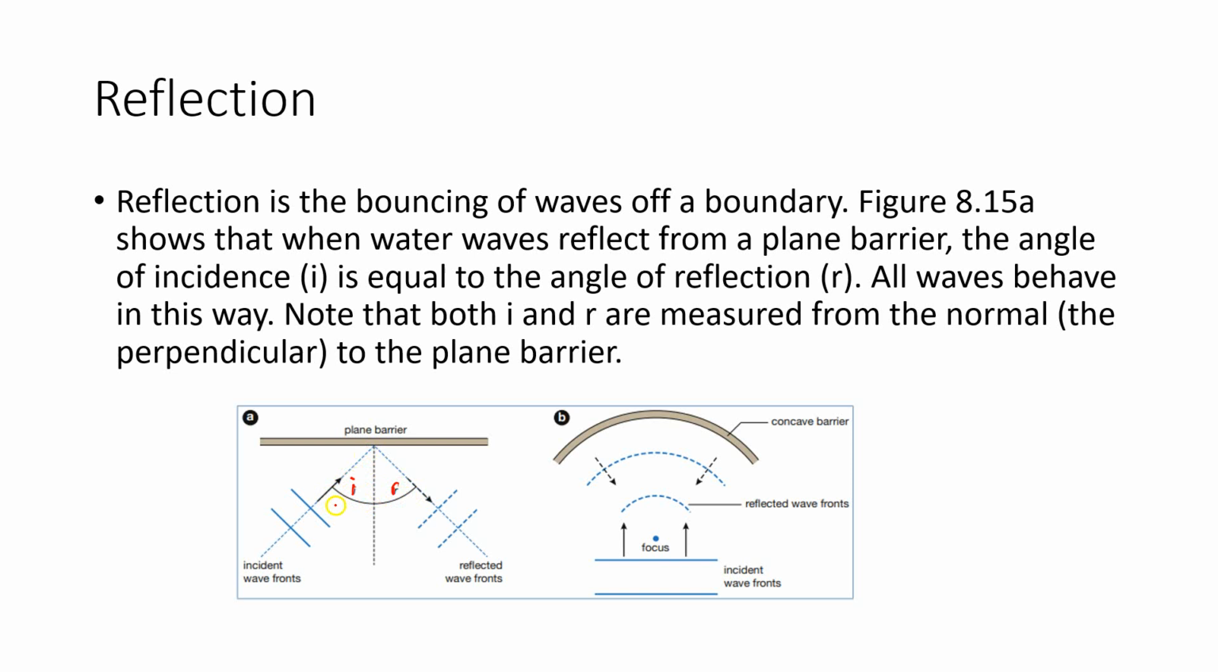Now remember, when a light ray is going towards a boundary, it's going to be at an angle to the normal. This broken line right here is the normal. It's just an imaginary line. The wave that is going towards the boundary is called an incident wave, and the one that is bounced back is going to be a reflected wave.